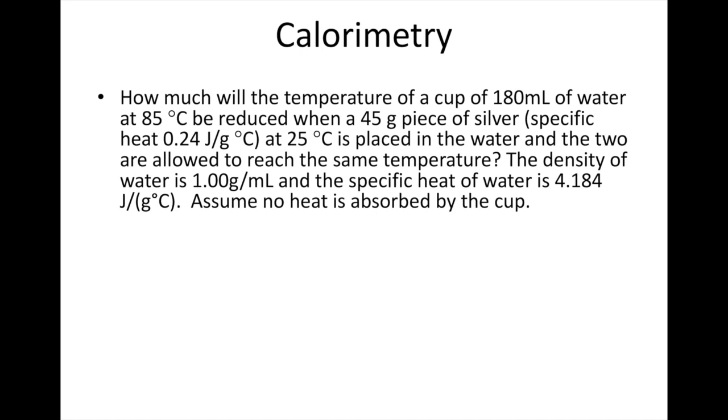Okay, so in this question, we're putting a piece of silver into water, and the water is at a higher temperature than the silver. So the water is going to be losing heat, so we have a negative Q for water, and the silver is going to be absorbing heat. So we have the Q value for silver being positive. Now, of course, we need to expand these out. Q is equal to the specific heat times the mass times the change in temp for each of these.